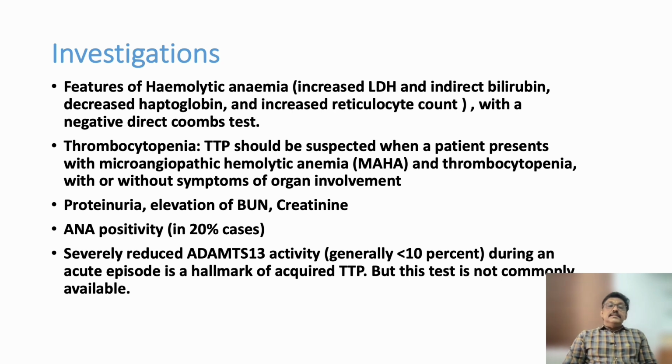Now, other investigations show there is hemolytic anemia, that is elevated LDH, elevated indirect hyperbilirubinemia, and SGOT, SGPT may be normal. Many patients can have elevated blood urea nitrogen or urea. Creatinine also can be elevated. Many patients also can have proteinuria. ANA positivity can be seen in 20% of the cases. ANA and dsDNA positivity indicates SLE-like diseases.